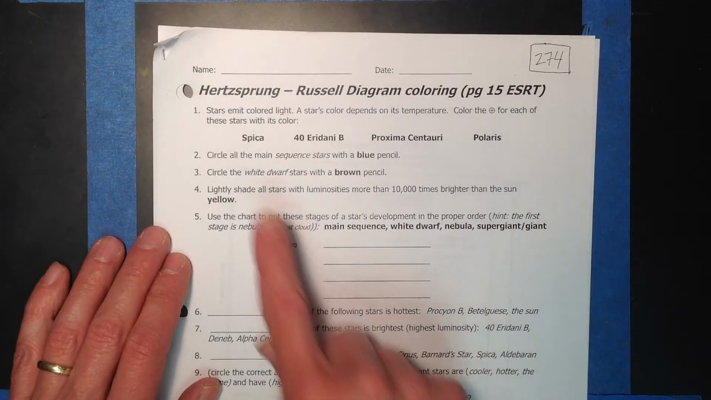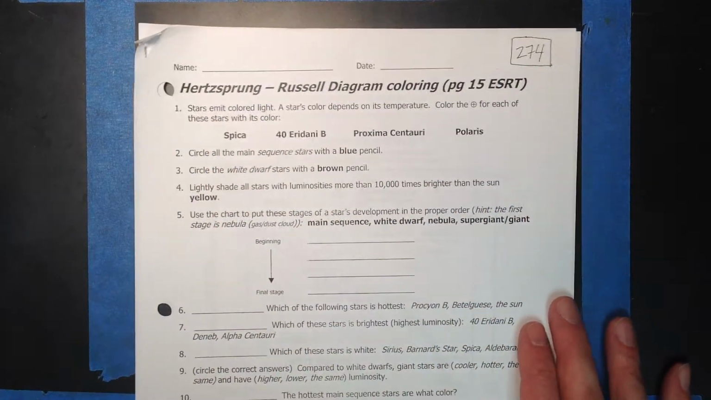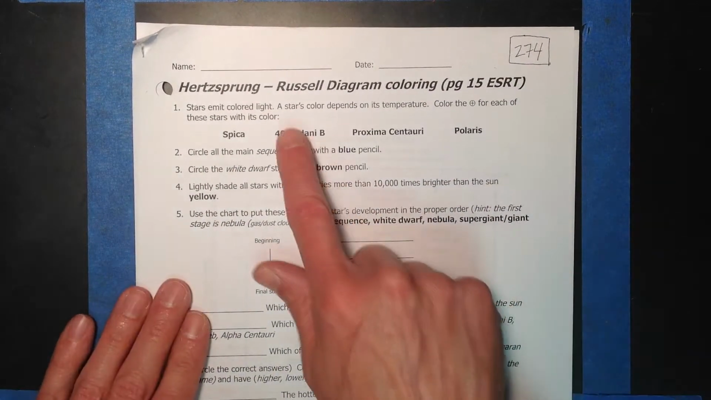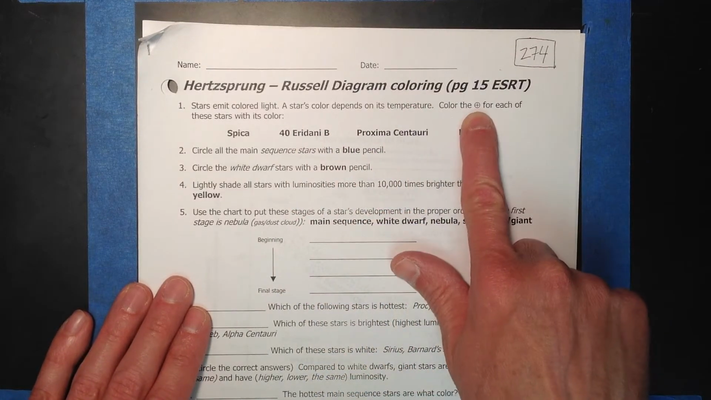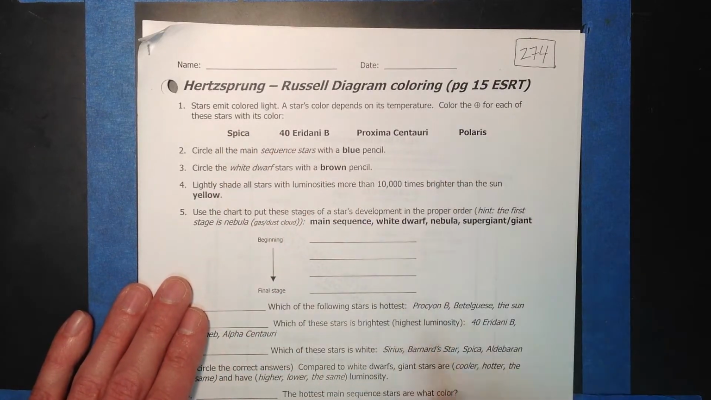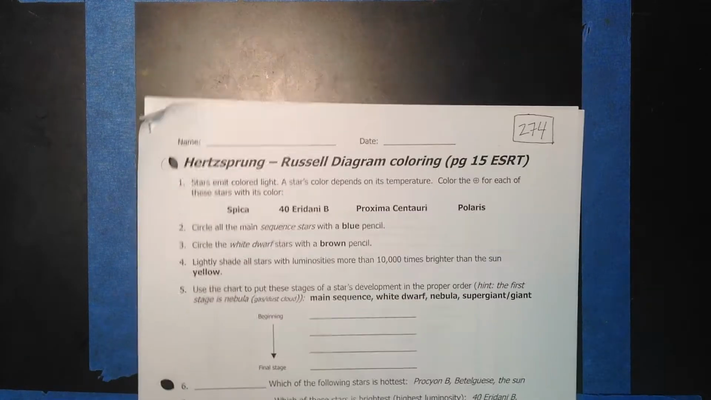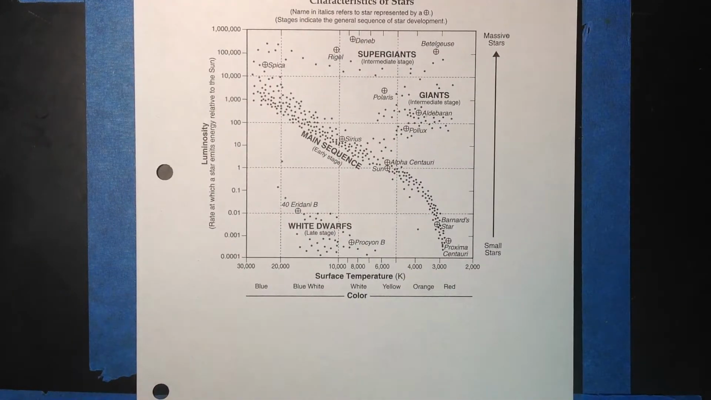Here we go. So, look at this. Stars emit colored light. So the light of different stars are different colors. A star's color depends on its temperature. Temperature matters. Color this little symbol for each of these stars with its appropriate color. And here are our four stars. Here we go. The colors are labeled here.